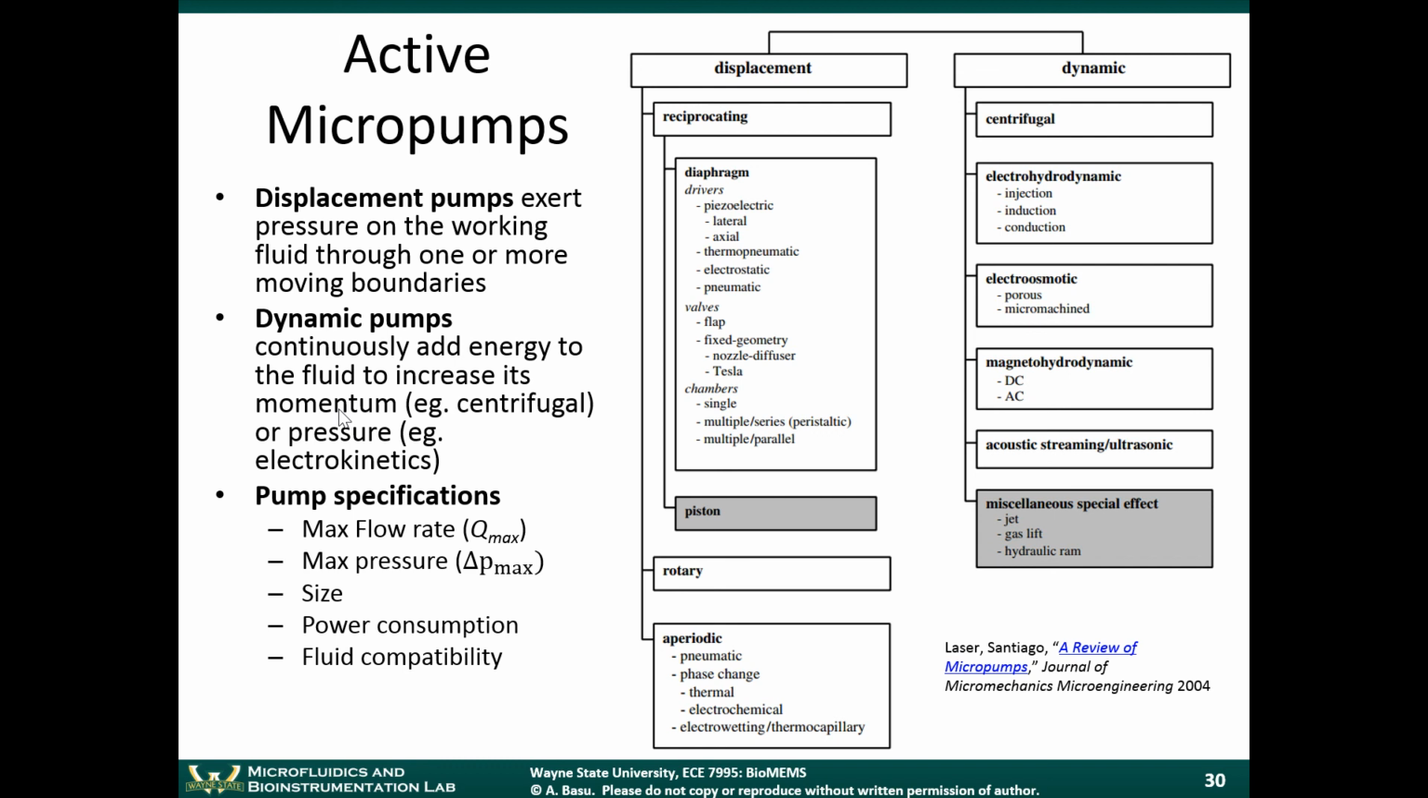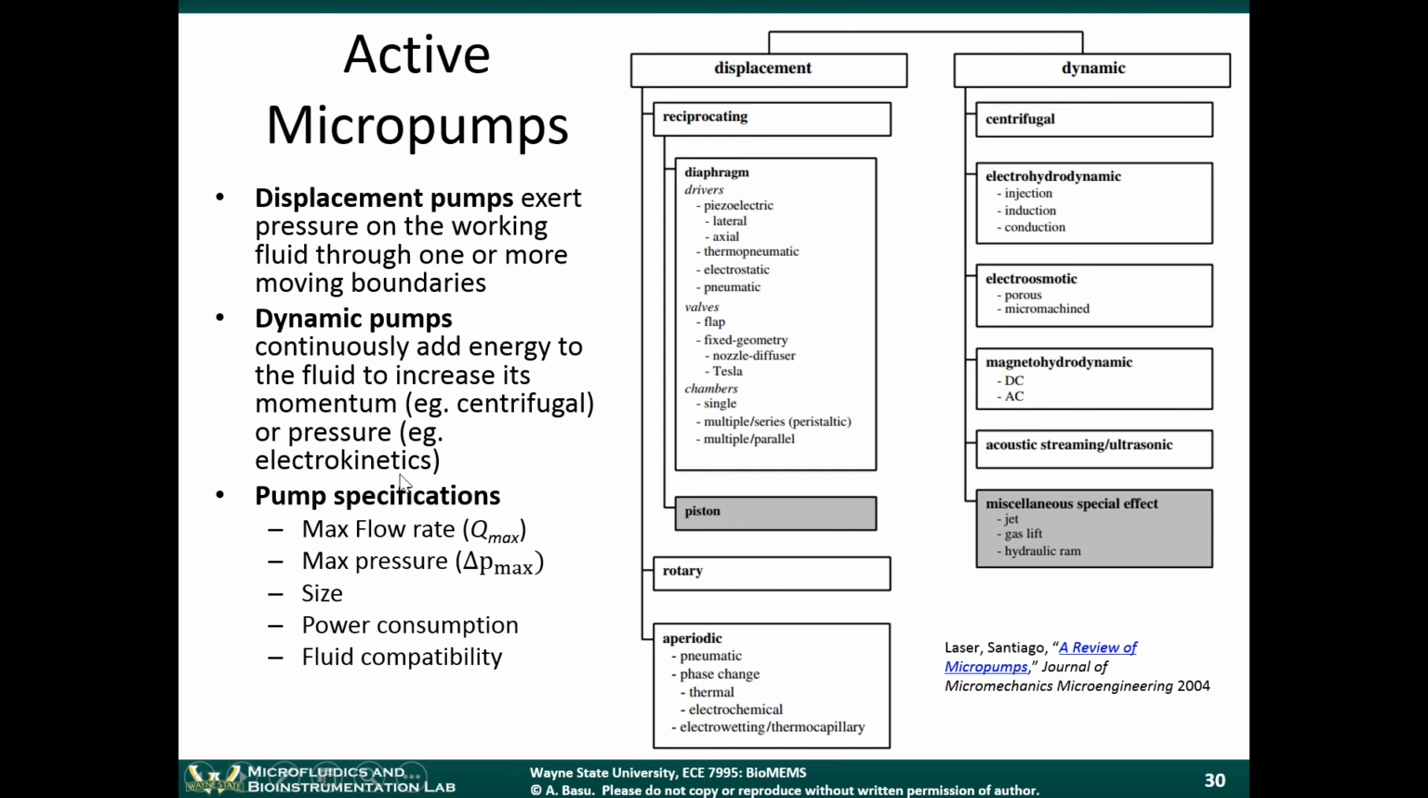Another example is electroosmotic pumps. This is a type of pumping mechanism where you just put a voltage across two ends of the channel and the fluid starts to move through the channel just by applying the voltage. So in this case, you're adding electrical energy into the system, and that electrical energy is being converted into a pumping mechanism. There's other examples: electrohydrodynamic pumps, magnetohydrodynamic pumps, acoustic streaming pumps, and so on. A few different examples of that. So these are the different types of dynamic pumps.